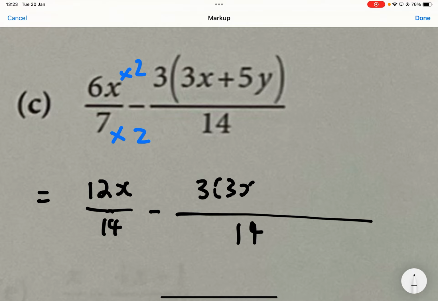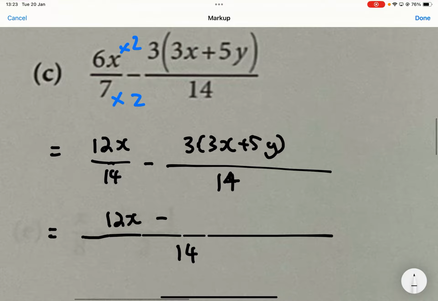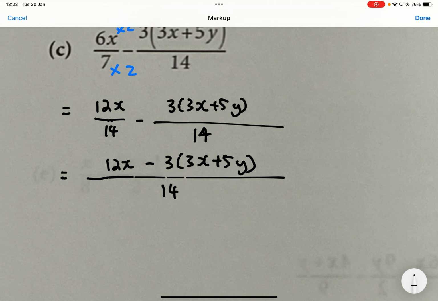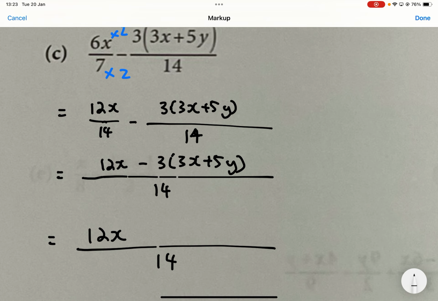And don't expand first. Combine. Minus, still minus. Then you need to minus the entire numerator. So you copy the entire numerator. Then it will help you, remind you, when you do your expansion, you are minusing everything.